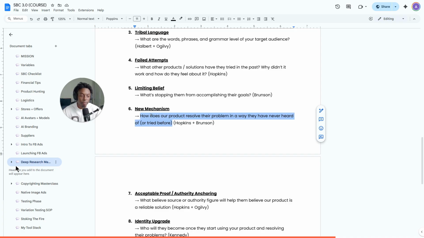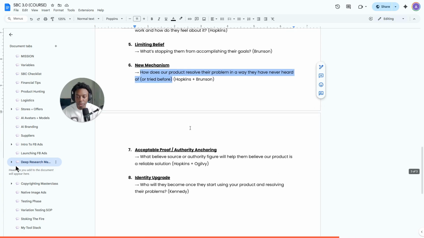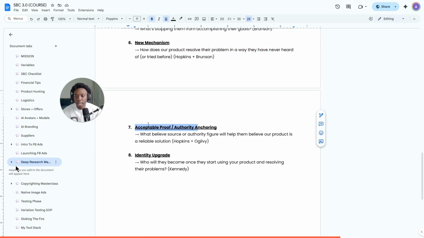I keep using supplement references. I'm sorry, because you shouldn't be looking to drop ship supplements, at least not as a beginner. But that's just the easiest way to give you guys examples. But anyway, next up is acceptable proof and authority anchoring. This is really important. This is where I started to really see success.